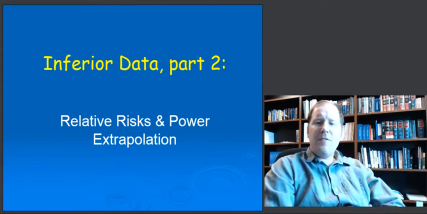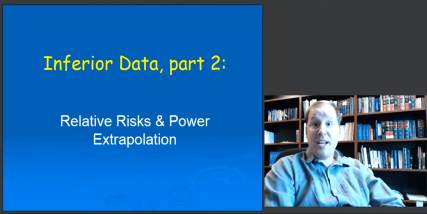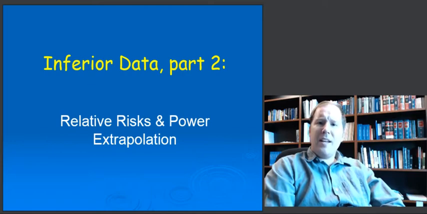That is, if RCTs are the gold standard for how we acquire causal knowledge, is there a silver standard, or a bronze standard, or a copper standard, or is there only the gold standard? So what we're looking at today is continuing the topic first of power and trying to understand the concept of power by speaking about relative risk ratios.